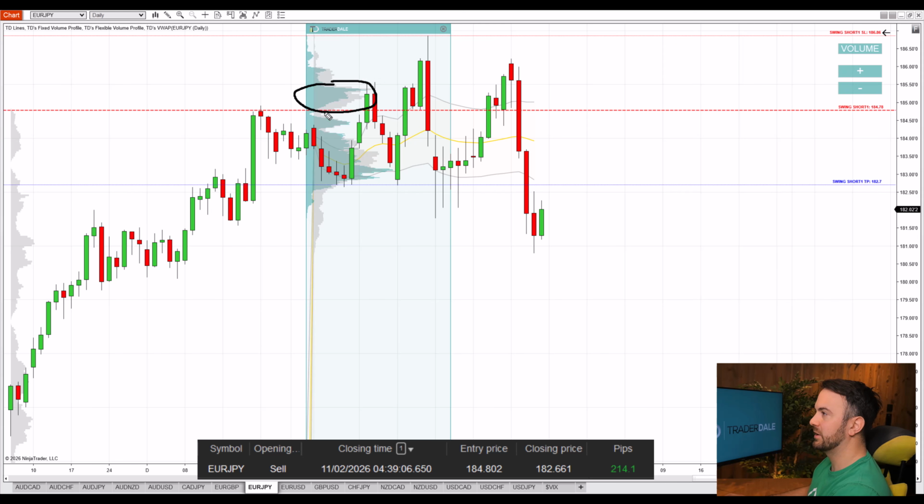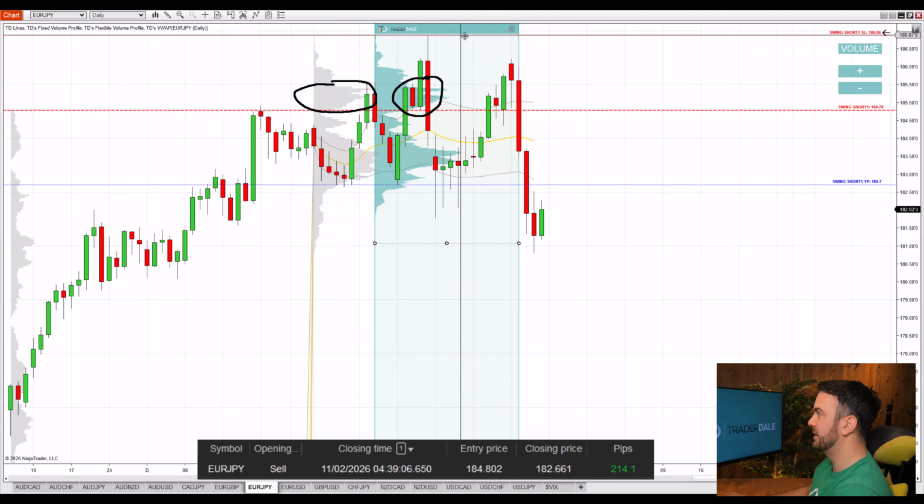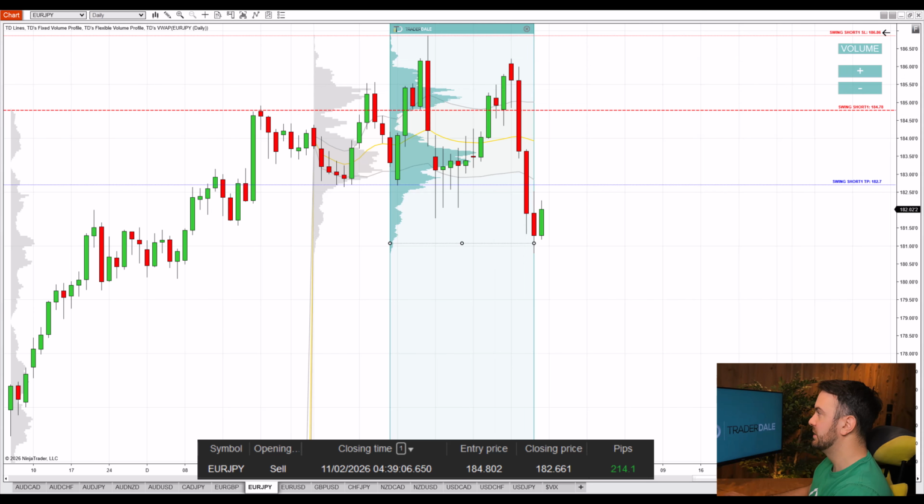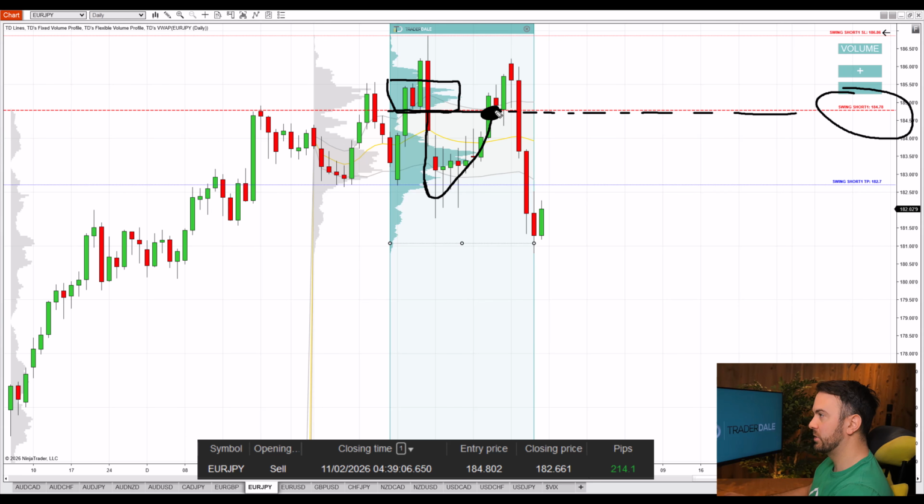So what I found was this heavy volume cluster, those volumes formed mostly in this place. If I move the profile like this, you can see that the volumes here are still visible. The beginning of that heavy volume zone is right here. That's my short level, this red line here at 184.78. So when this heavy volume zone formed, followed by that fair value gap here, I waited for the pullback and went short from this level.